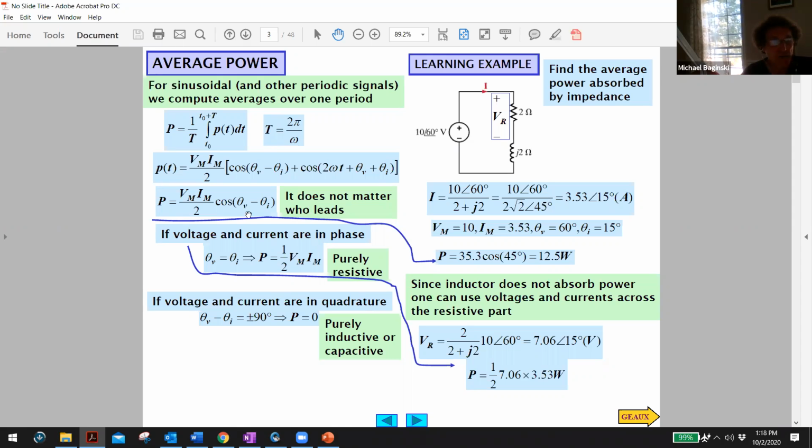Here's something to note. If the voltage and current have the same phase angle, then the cosine of 0 is 1 and the average power is just 1/2 Vm Im. That is for AC, for a constant frequency though. You hear me? That is not true for DC. This is AC, or alternating current and voltage at a constant frequency. Now, if the difference is 90 degrees, then you're going to get a cosine of 90, which is 0, and you get nothing.